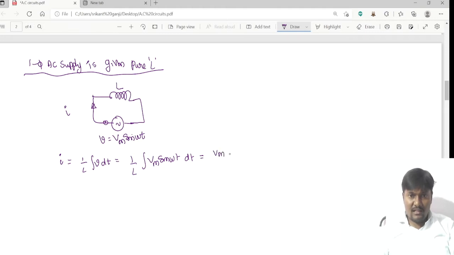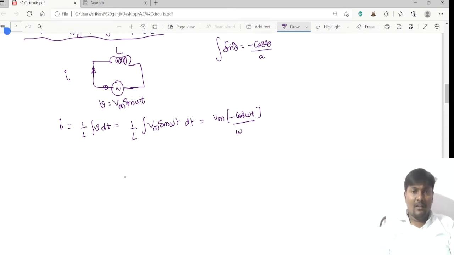So V max, minus cos omega t, divided by omega. Why? Because the integration of sin theta is minus cos theta, or the integration of sin a theta is minus cos a theta divided by a. So here we can write it as Vm by omega L, minus Vm by omega L cos of omega t.